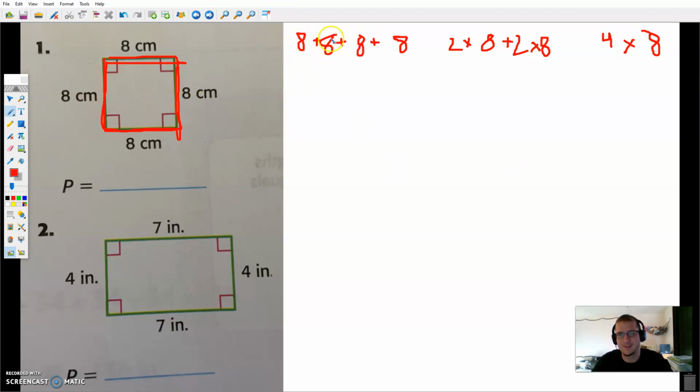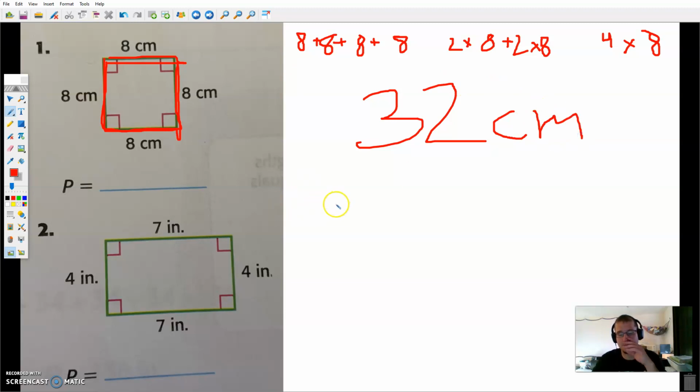8 plus 8 is 16, 16 plus 8 is 24, 24 plus 8 is 32. 2 times 8 is 16, 2 times 8 is 16, 16 and 16 is 32. Or 4 times 8 is 32. And again, let's not forget our units. Each of those lengths was centimeters, so that is 32 centimeters.